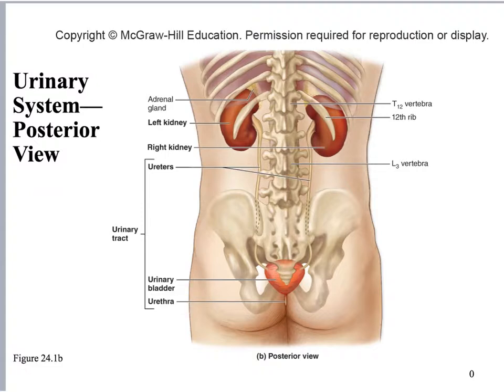Okay, from the back side, you actually can see that the right kidney sits a little bit lower than the left kidney. There is some protection involved for the kidneys themselves. They are encapsulated. They have a fibrous capsule on the outside, and then outside of that is a fat pad, which helps cushion and protect them as well. And then you can see they sit underneath the ribs, the 11th and 12th ribs on either side. Okay?